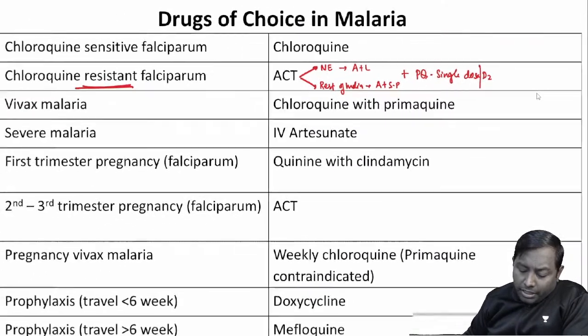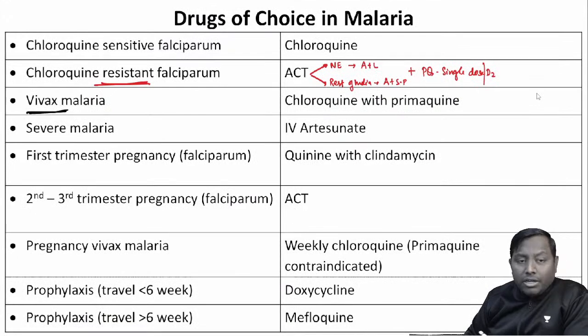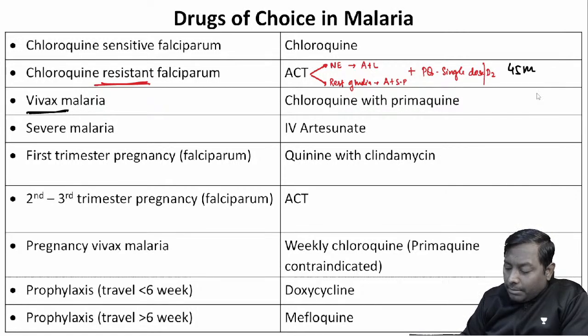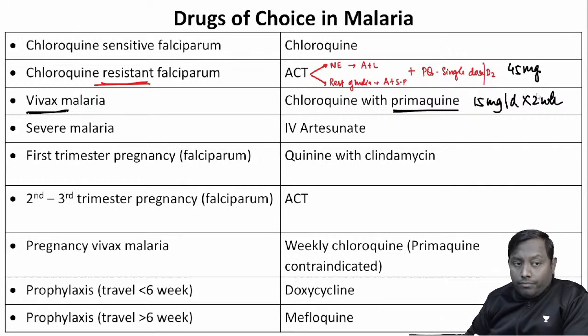Chloroquine with primaquine if the patient has Vivax malaria. Definitely, for Vivax, chloroquine is still sensitive. What is the difference in primaquine here? Primaquine is a single dose of 45 milligram in falciparum, but in Vivax we are going to use 15 milligram per day for 2 weeks for the radical cure, okay.